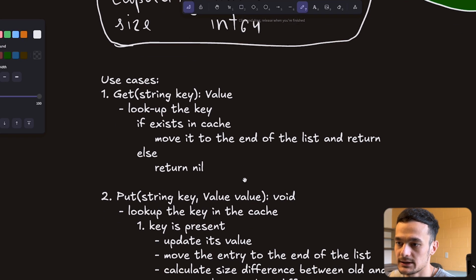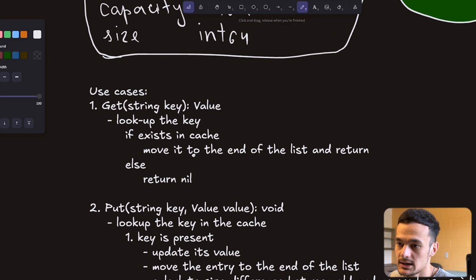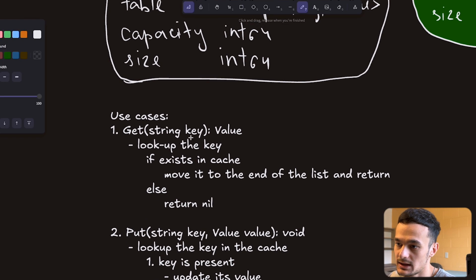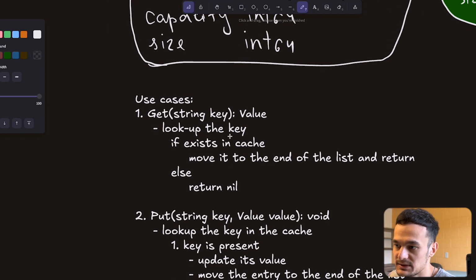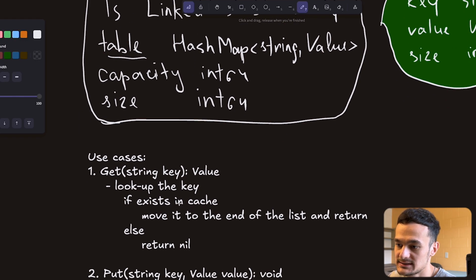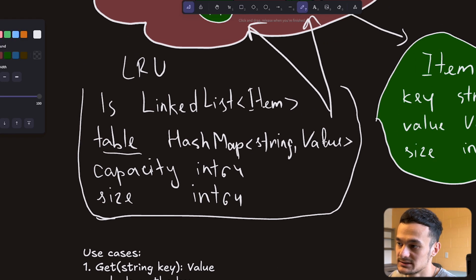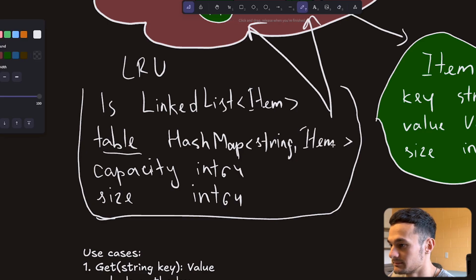So here I created use cases. The first use case or API function would be the get function, which gets a key as an argument and gets the value. What it does is we look up the key in our table. If the key exists in the cache, we move it to the end of the list and return. So why do we move this element? Let me change this from value to item, so it's easy to understand.